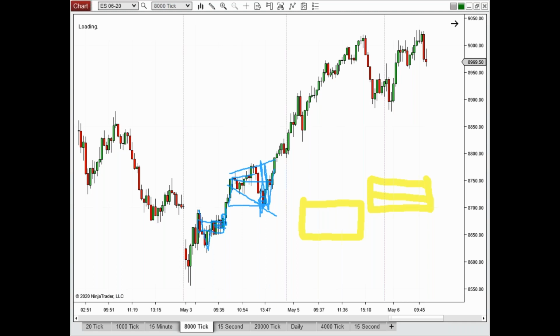See if that's going to load here fast enough for us. It's taking its time. All right.